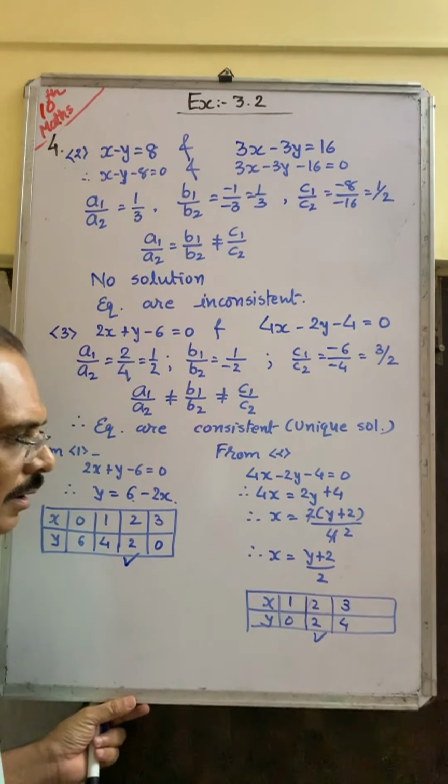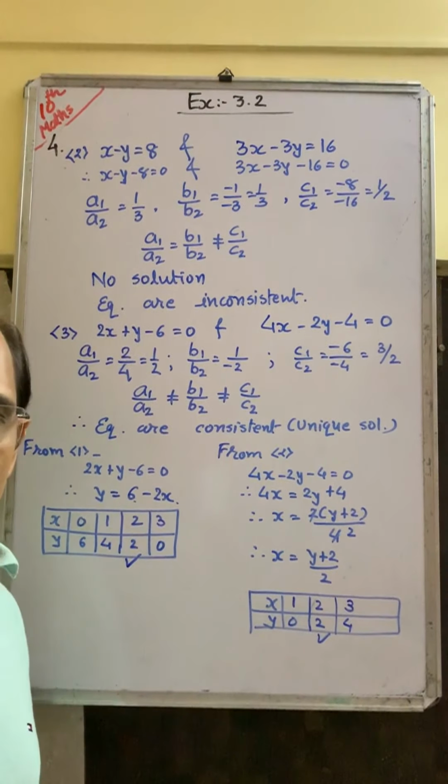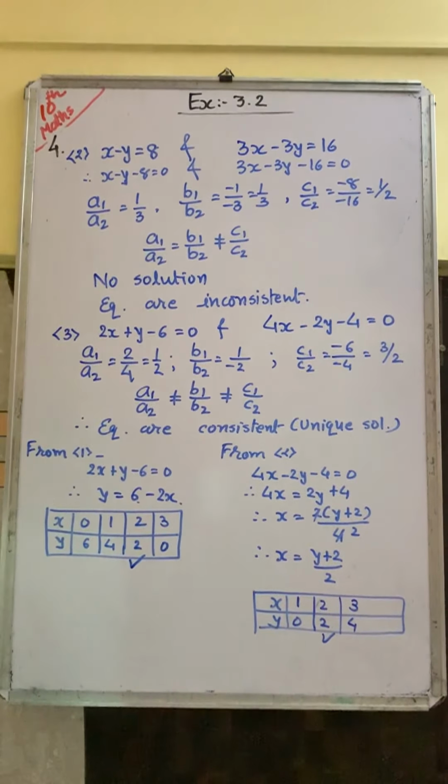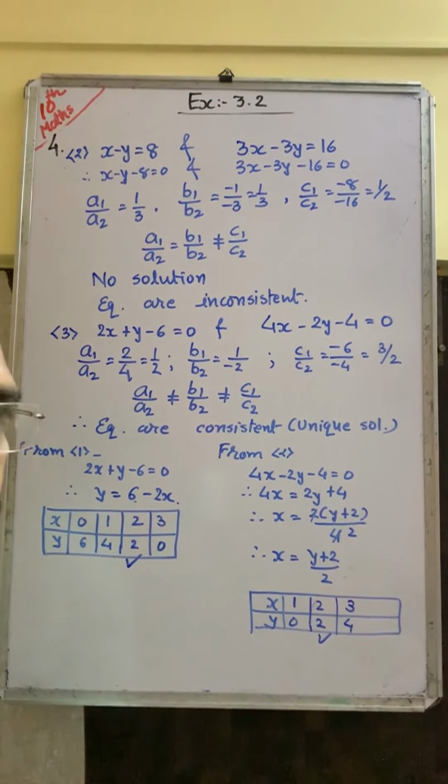That means this graph intersects each other at point 2, 2. That means the solution is 2, 2. X coordinate 2, y coordinate 2. Okay, I rub the remaining part and keep this part as it is because I want to draw the graph.